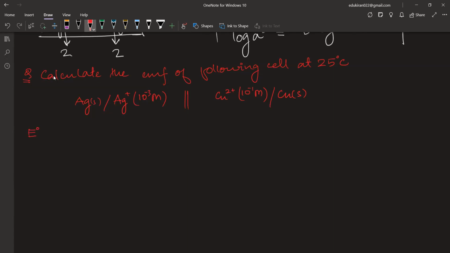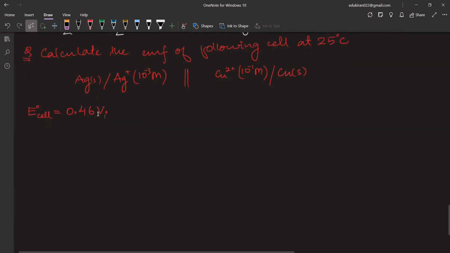Okay, it is given the E naught of cell is equal to 0.46 volts, and they have also given one more thing. Okay, let us calculate with just this. I don't think you need the other information. You have the cell. From the cell you can write the reaction. From the reaction you can write the Nernst equation. From the Nernst equation you can calculate the answer.